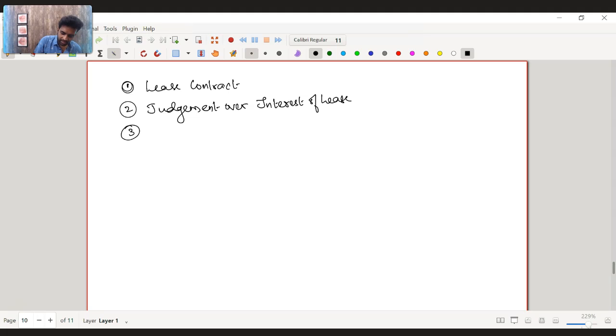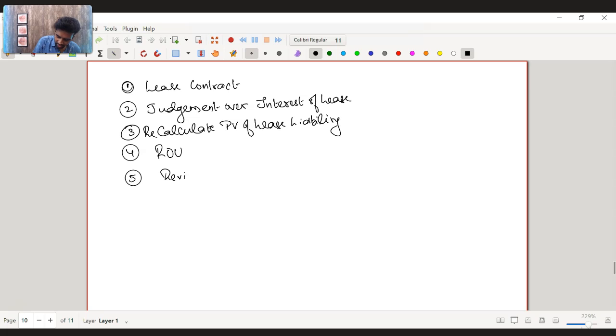Then third, you need to calculate, or I would put it as recalculate, the present value of lease liability. Fourth, the ROU asset. Then fifth, you have to review the disclosures, etc. So these are the evidences that you are supposed to collect when there is a lease payment.